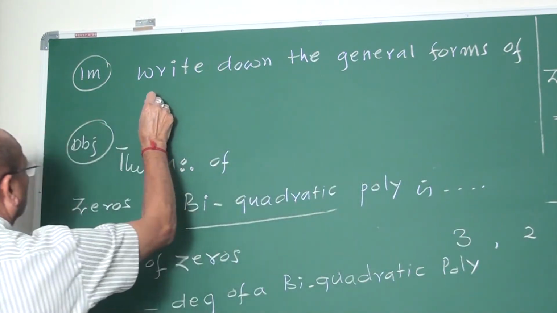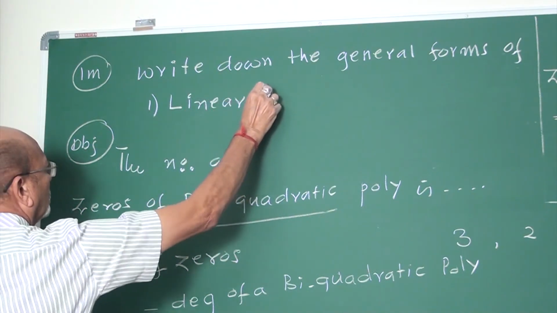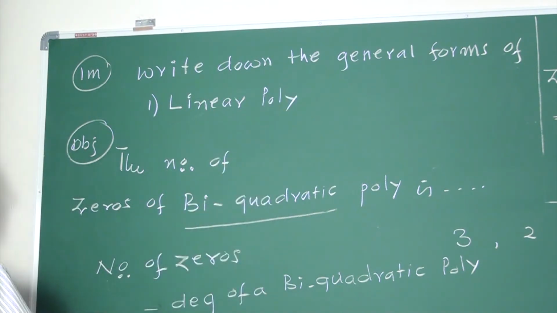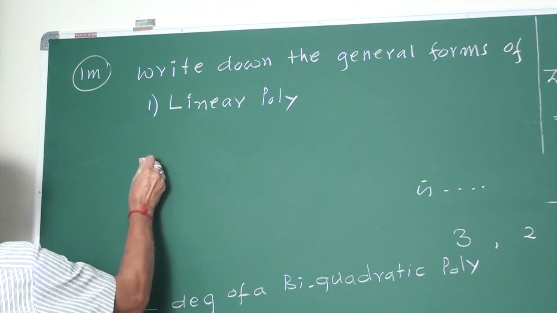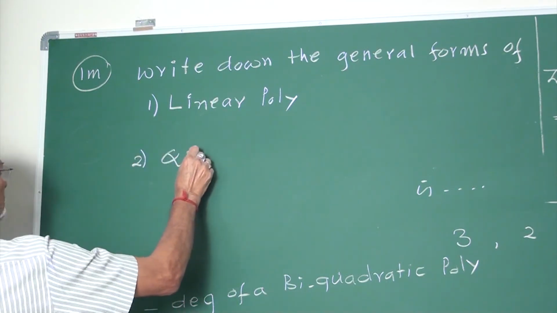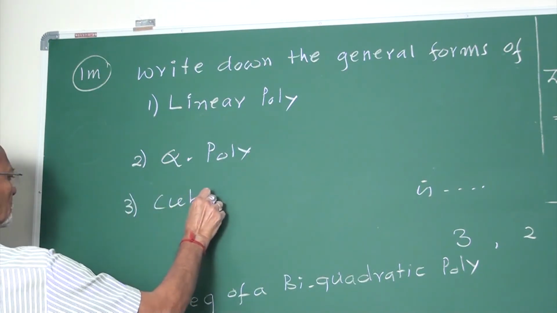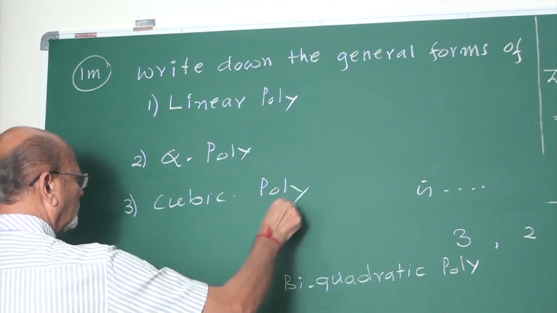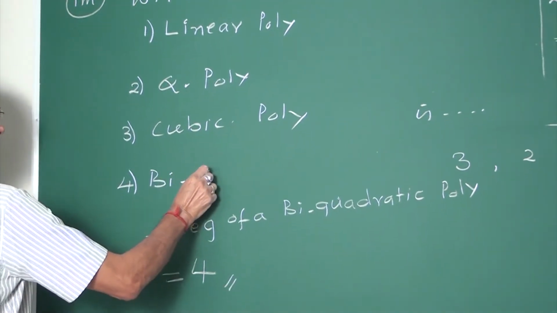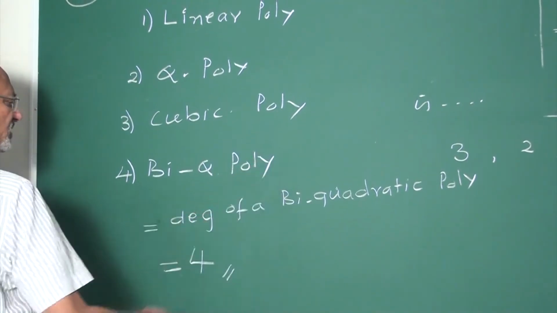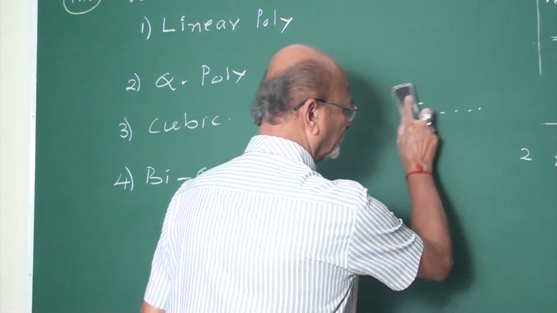First, linear polynomial. Second, quadratic polynomial. Third, cubic polynomial. Even sometimes they may give the biquadratic polynomial. General forms they wanted. So, you must remember these general forms, my friends.